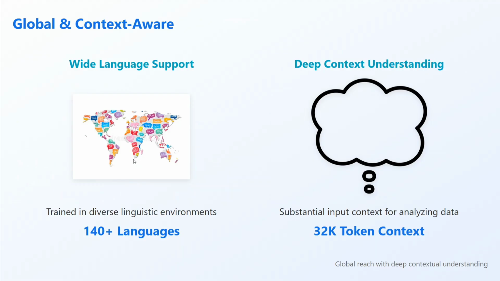Global context awareness, and it supports 140 plus languages and an input context of 32K tokens. This is quite huge considering it is a mobile first model.